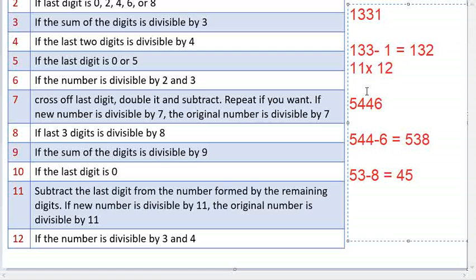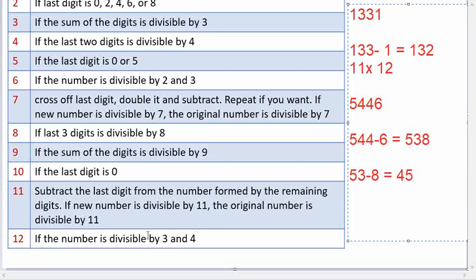5446 is not divisible. See here, the problem with this test is only if you have bigger digits. Suppose if I give you a 10 digit number, then you will have to repeat this exercise on and on and on. But with the earlier test which we told you, that odd digits, sum of odd plus sum of even, subtract them. If the answer is 0 or multiple of 11, then it's divisible by 11. That's a bit easier for larger numbers.